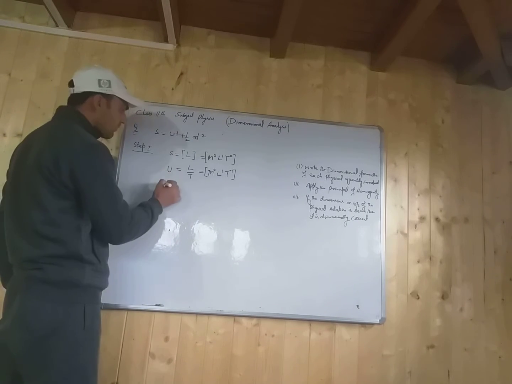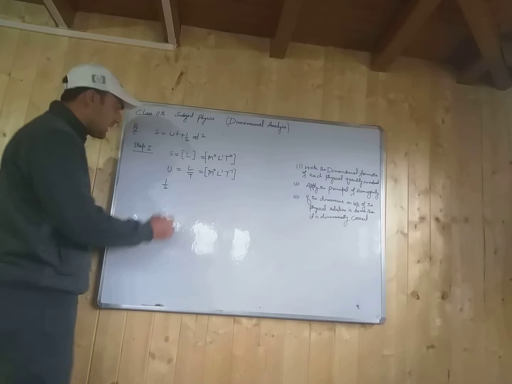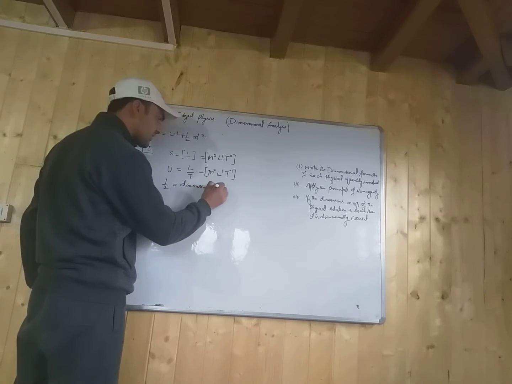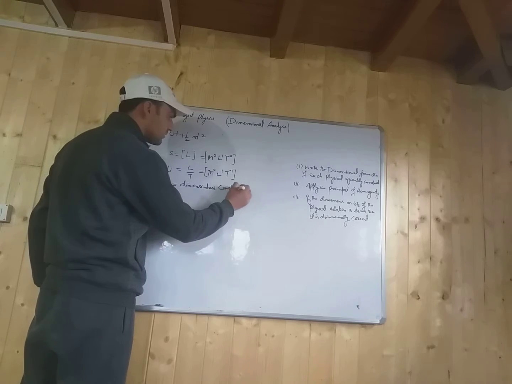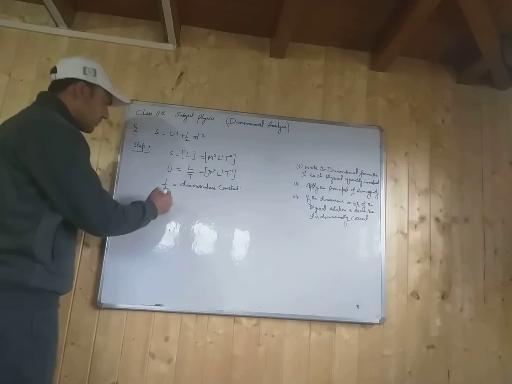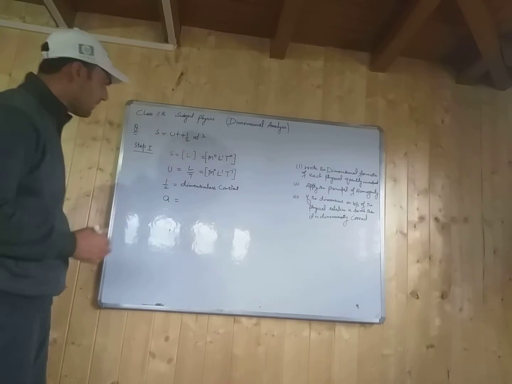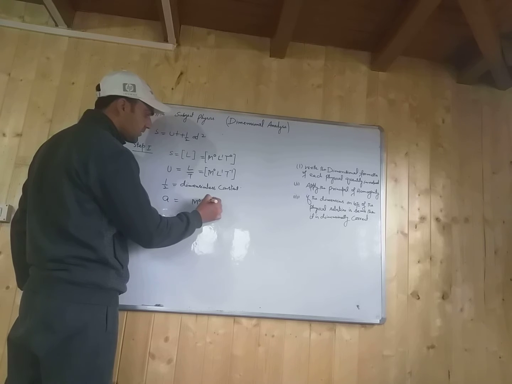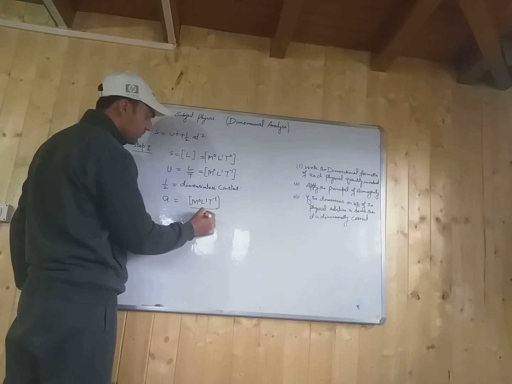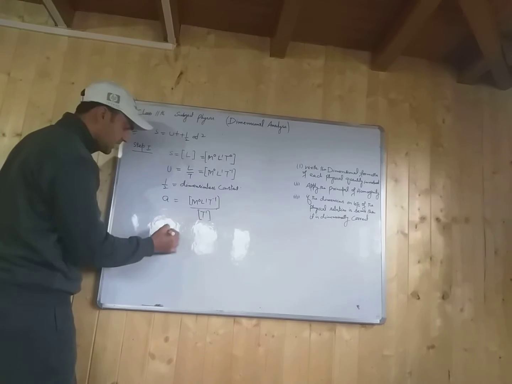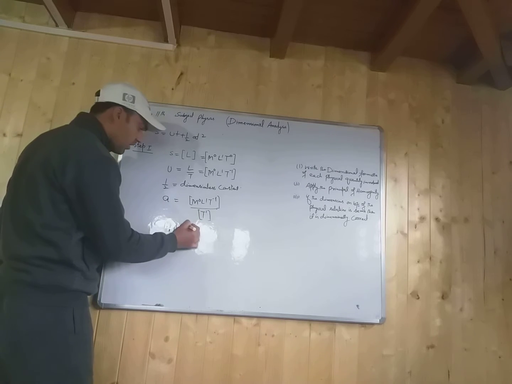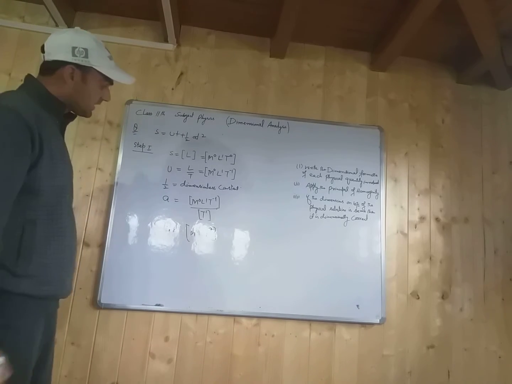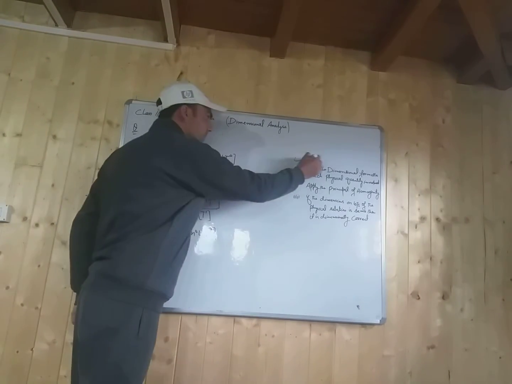Then we have 1 divided by 2. This 1 divided by 2 is a dimensionless constant. Then we have acceleration, a. We know acceleration is velocity divided by time. The dimensions of velocity are M0 L1 T minus 1, divided by time, T1. So the dimensions of acceleration are M0 L1 T minus 2. So this is the dimensional formula of acceleration. This was the first step.